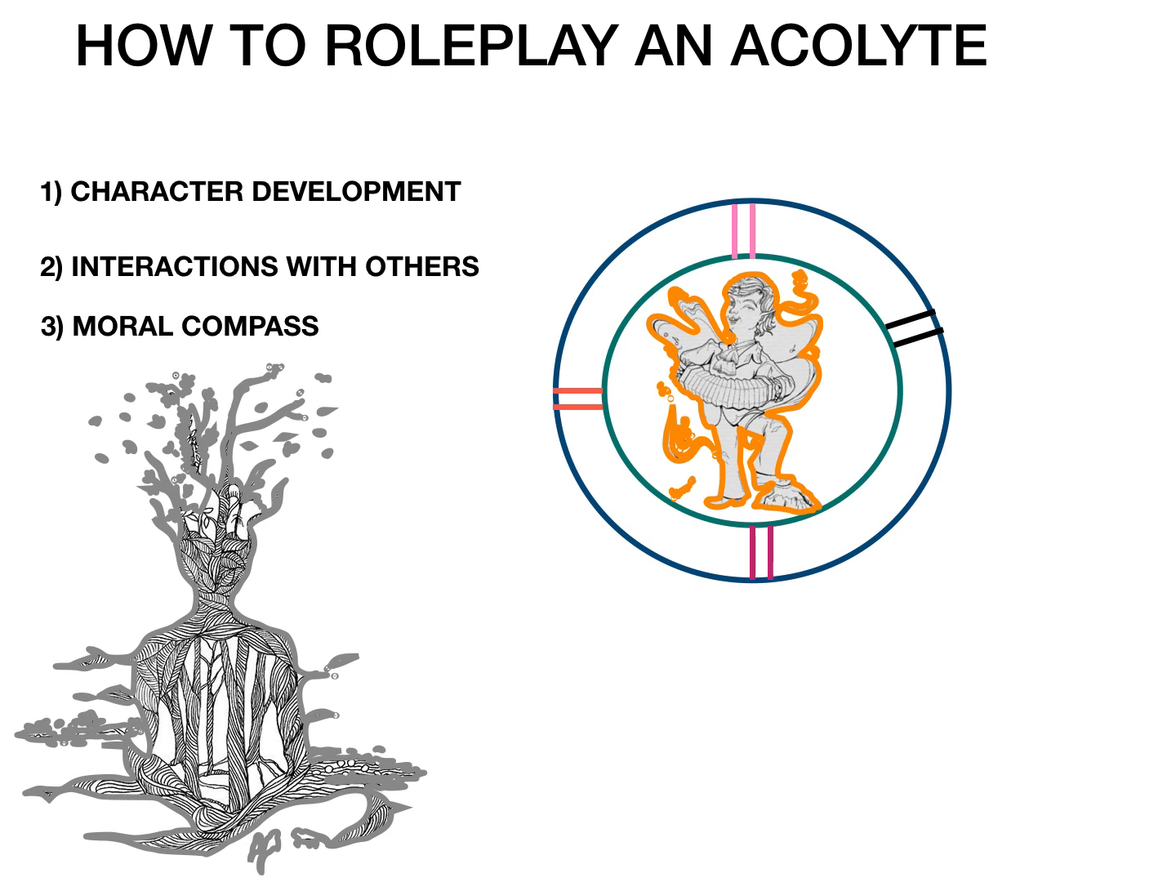Now, the third and final aspect in role playing an acolyte is moral compass. The moral and ethical framework provided by the acolyte's faith can significantly influence their behavior. Whether they adhere strictly to their religious teachings or interpret them more liberally, this moral compass can lead to compelling role playing moments and decisions. Now, let's move on to how this background works in different classes.